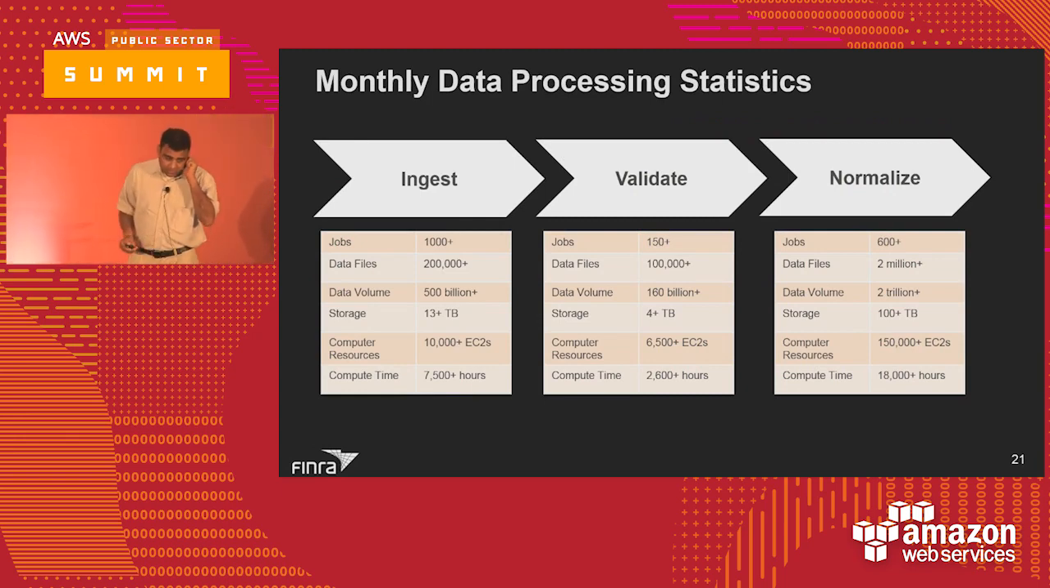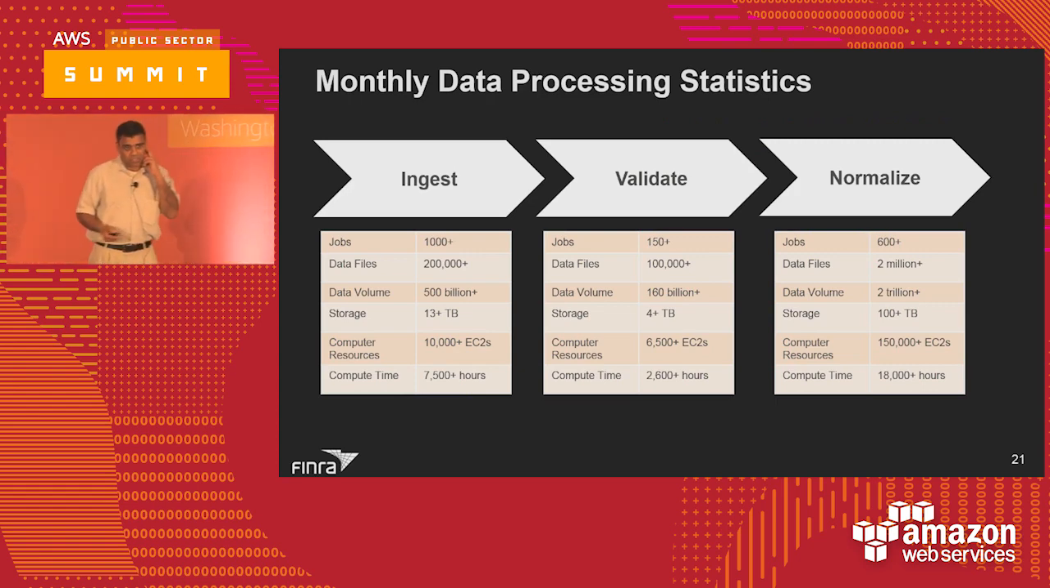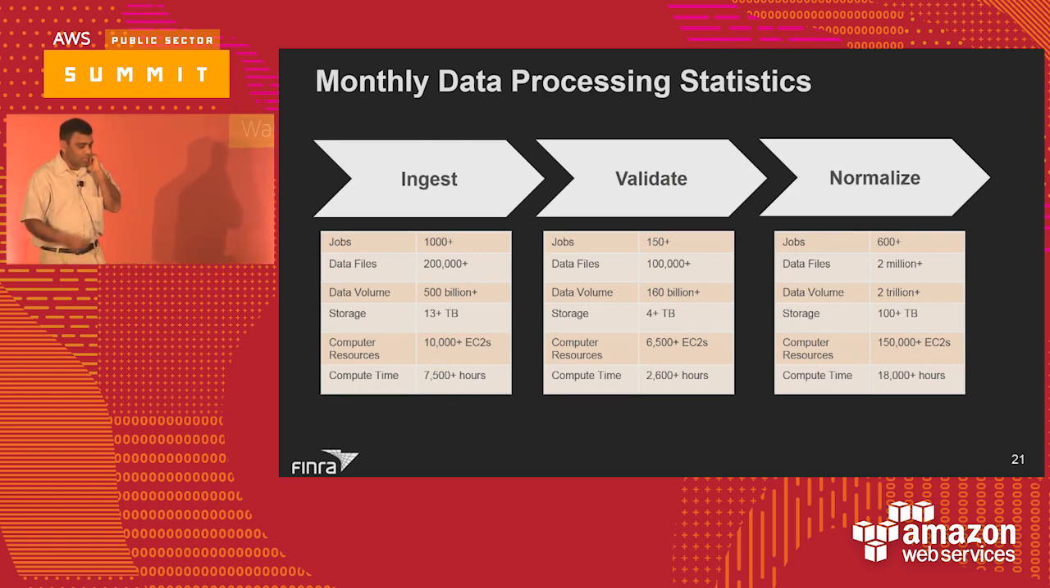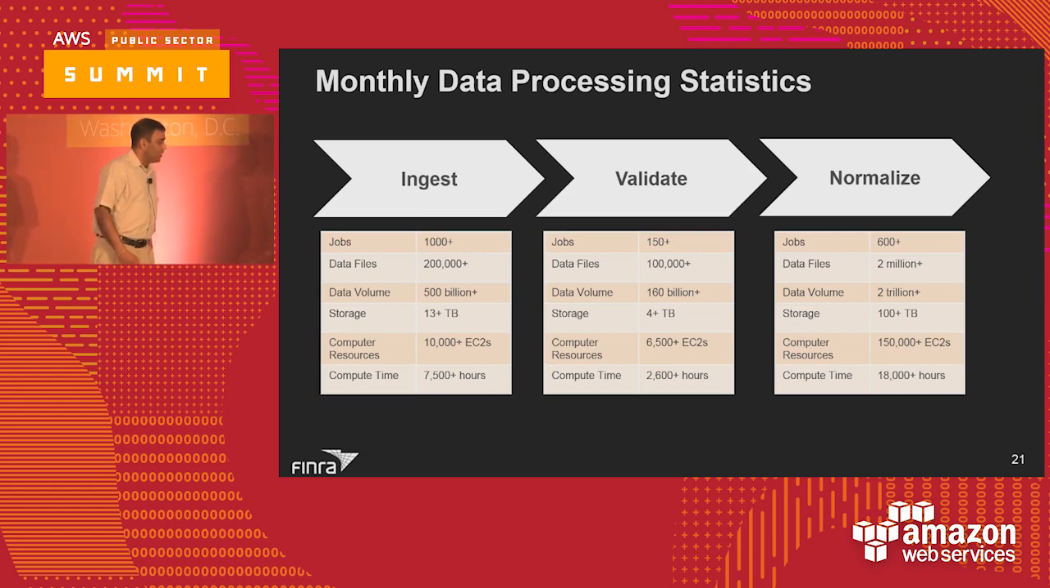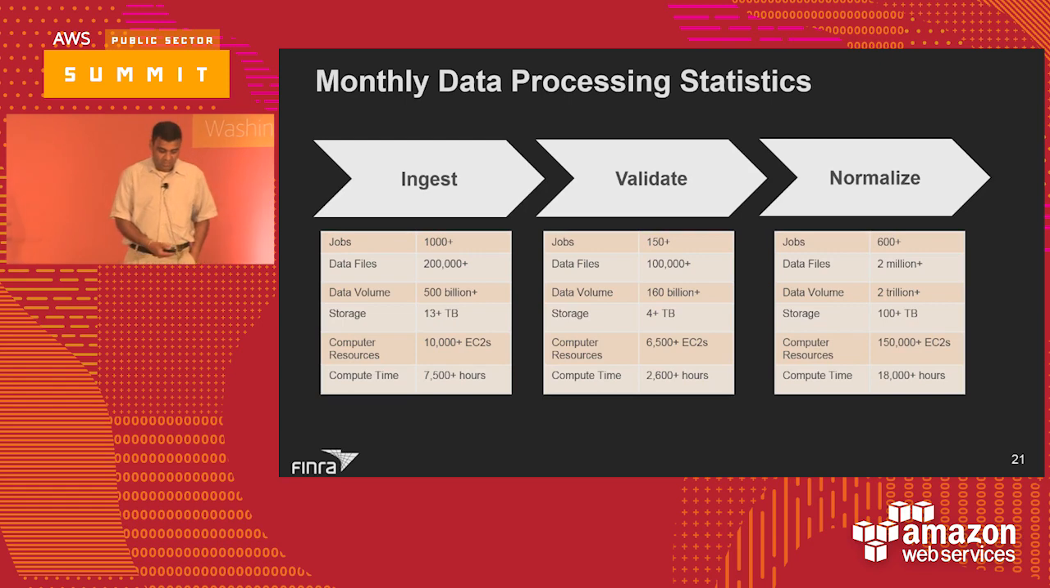This is one of the stats from our processing. As I said, my team is primarily responsible for ingesting, validating, and normalizing the data. You can see we have about 1,000 plus jobs running on ingest and 150 plus on validate. We process billions and trillions of transactions, with a lot of storage. This is a monthly data volume, and we are using close to 150,000 plus EC2 instances for normalization, and 10,000 plus for ingest. So we use a lot of EMR, and about 90% of that compute time is spot-based.